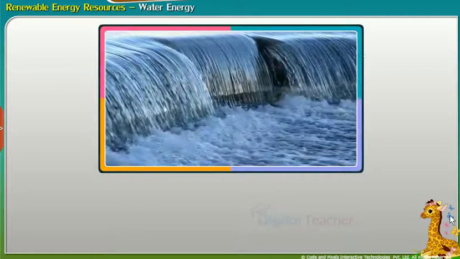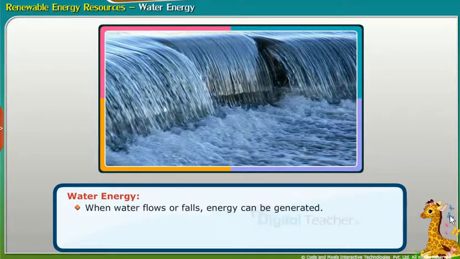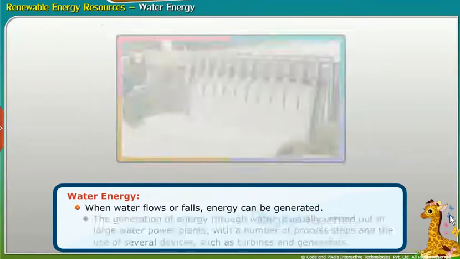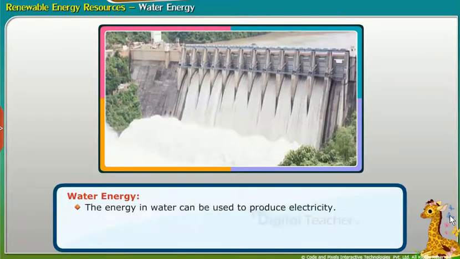Now, let us discuss in brief about water energy. When water flows or falls, energy can be generated. The generation of energy through water is usually carried out in large water power plants with a number of process steps and the use of several devices such as turbines and generators. The energy in water can be used to produce electricity.